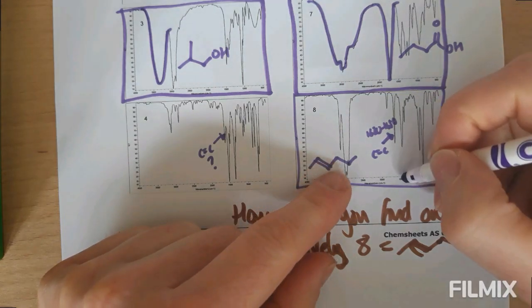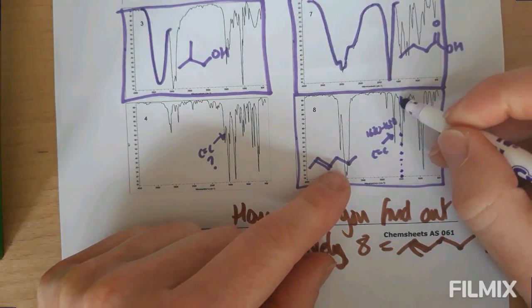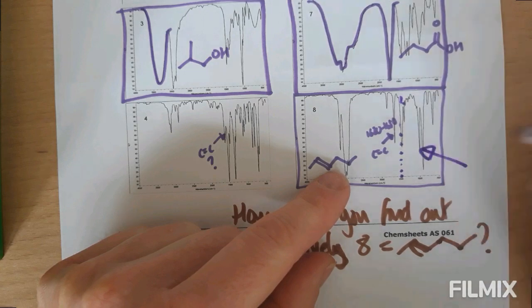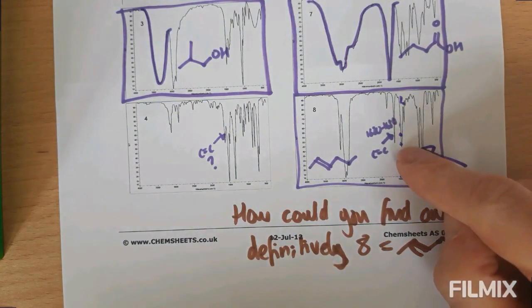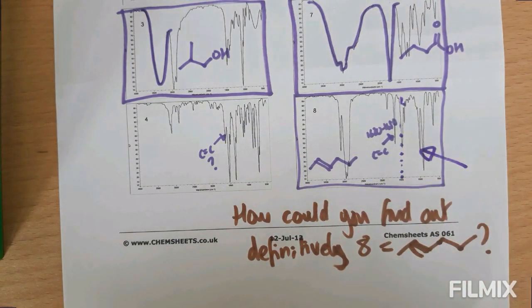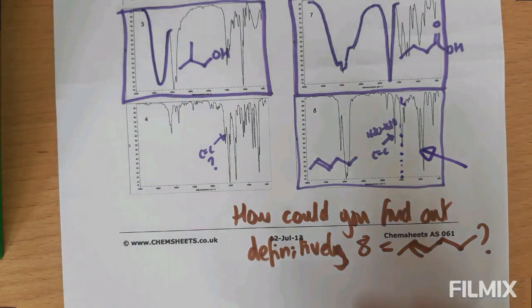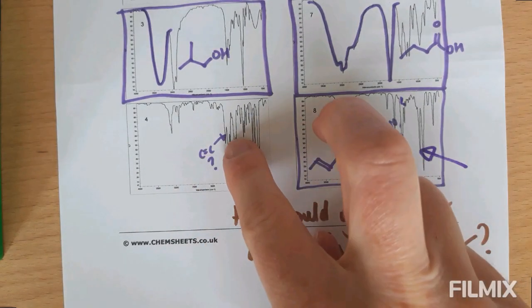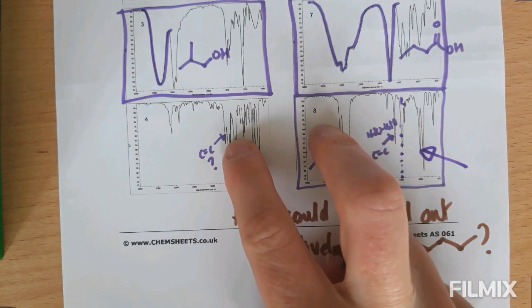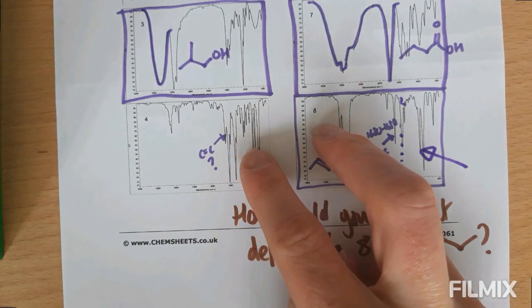Alright, well the answer is you could look into the fingerprint region and compare this spectrum to a spectrum you already know. So if you were at home and you got a bit stuck between 4 and 8 and you weren't sure which was which, that's fine if you got stuck there.